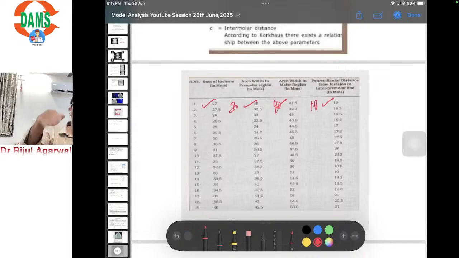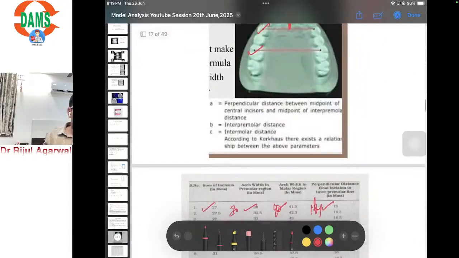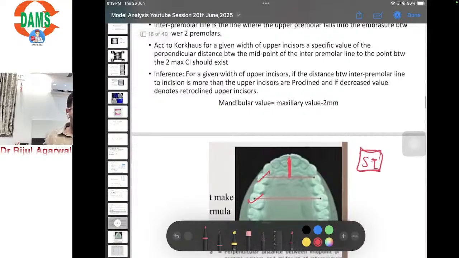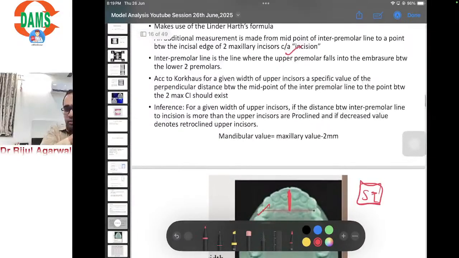18 means that the incisors are proclined, that means they need to come back, or it comes out to be 14, that means they are retracted and can be proclined, whatever it comes. So according to Korkhaus, there is a relationship between the sum of incisors and these things. Okay, so very easy to do that.